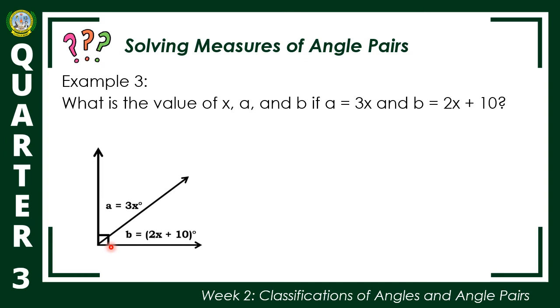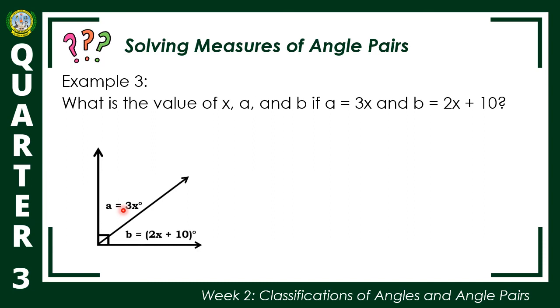Example number 3, paano naman po ito? What is the value of x, a, and b if a is 3x and b is 2x plus 10? Okay? So, mukhang complicated po, pero i-analyze lang natin, makukuha din natin yan. Okay? First po is let us analyze the relationship of the two angles, yung A at saka yung B. Okay? So, as you can see, nag-form siya ng right angle kasi may symbol na square. Diba? That means they are complementary angles.